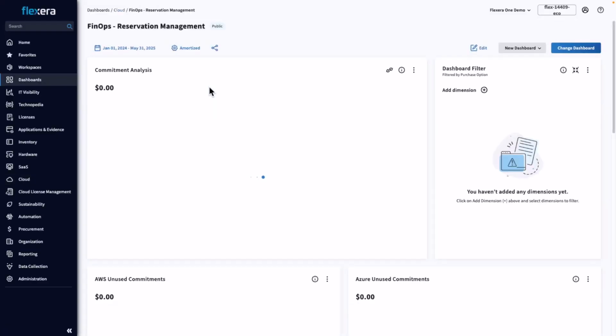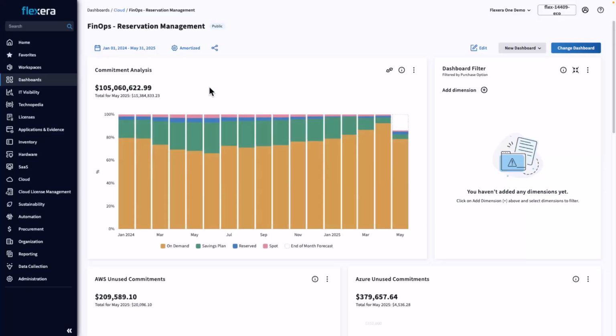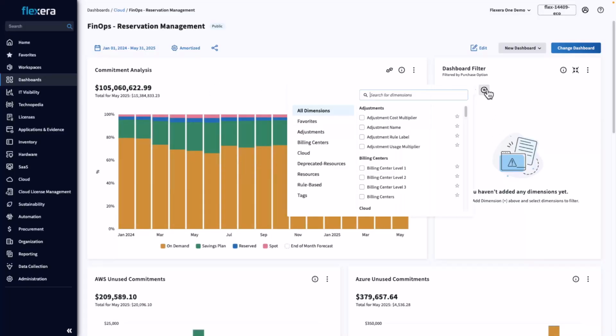We also have some really effective dashboarding capabilities specific to commitment management. Here you can see I'm seeing the coverage that I have of commitments. Clearly not doing too well. There's a lot of on-demand spend there.